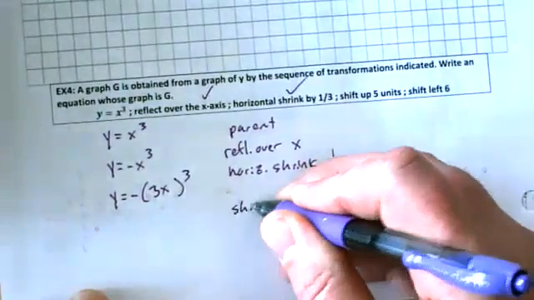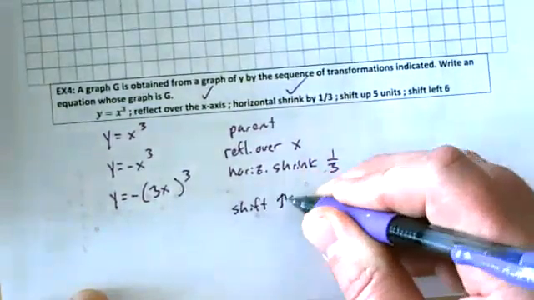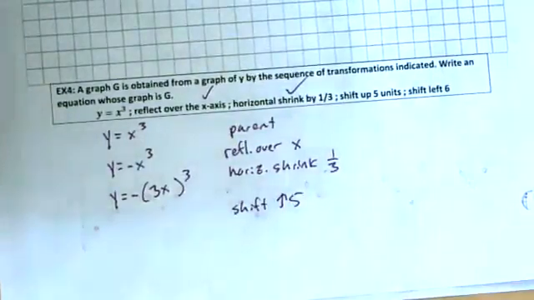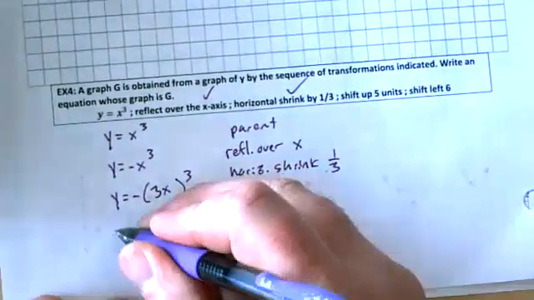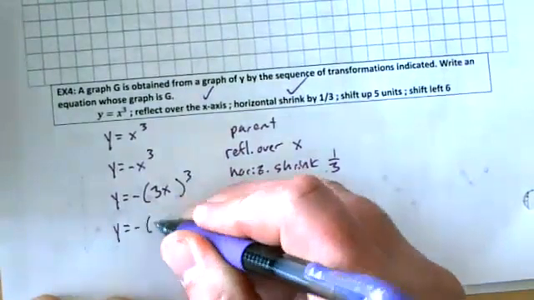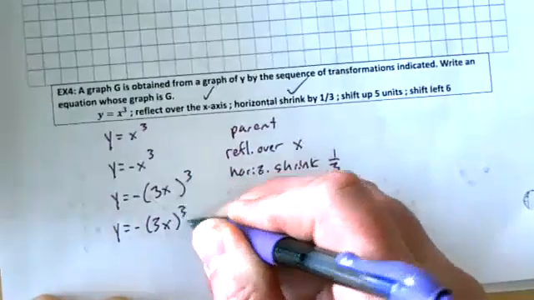Then we're going to shift it up 5. This is a vertical move, so this is happening to the entire function. So we'll just take our entire function and add 5 to it. These are my favorites because you don't really have to think too hard about them.